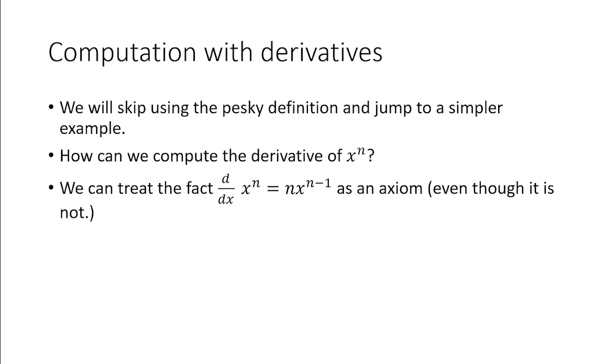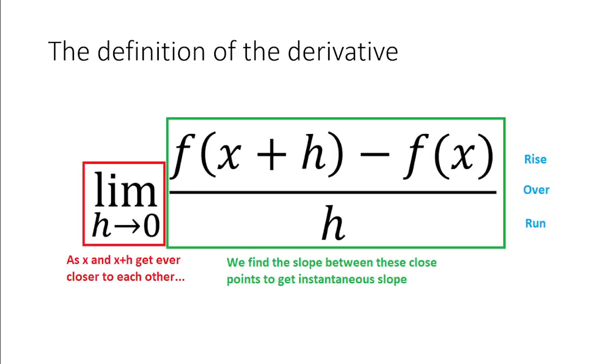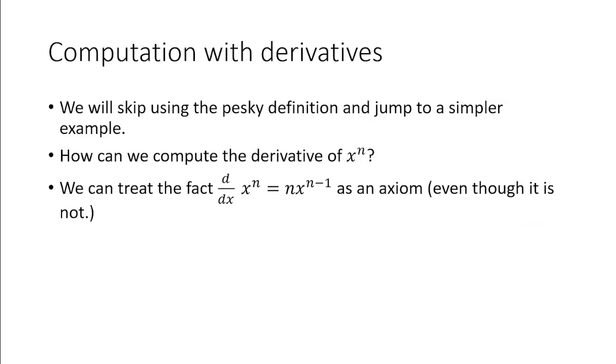What is the derivative of something simple? I don't know, x to the n. Well, we could prove what the derivative of x to the n is using this, but how about we don't? As hard as it is to say, we'll just say it's an axiom, even though it's totally not. But we'll just say that the derivative of x to the n equals n times x to the n minus 1.